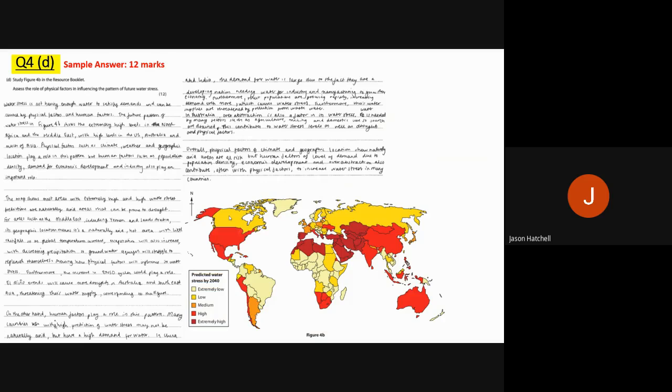It said that physical factors such as climate, weather, and location play a role, but also that humans play a role. Population density and demand for economic development play an important role too. So this answer is going to argue basically that whilst physical factors are really important, human factors are also important. The answer then goes through the map and just explains briefly the areas that have extremely high water stress and they're prone to drought. It links it to climate.